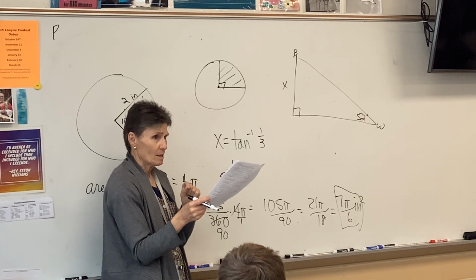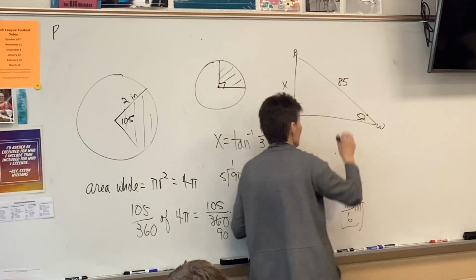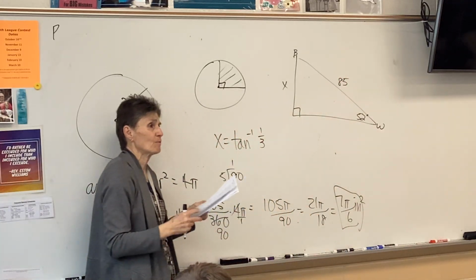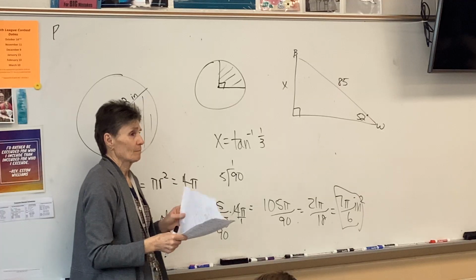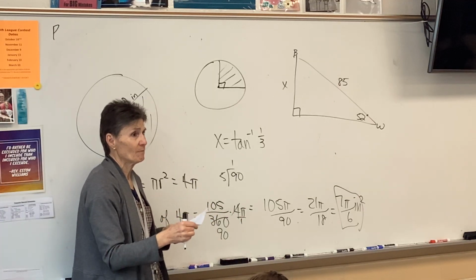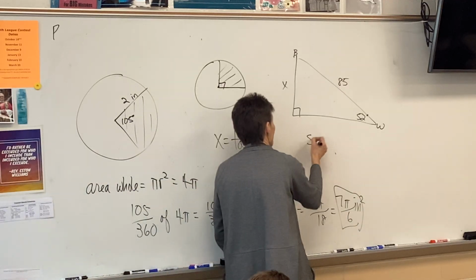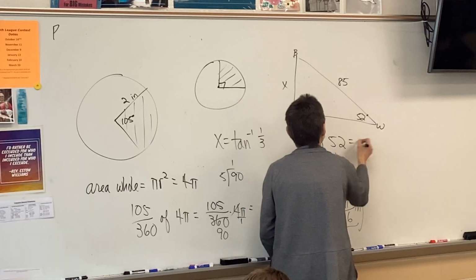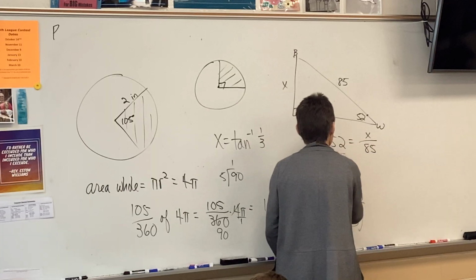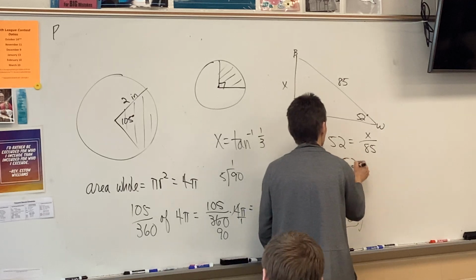the bird. So it's the hypotenuse. That's the hypotenuse, because the worm is 85 feet from the bird. Does that make sense to everyone, that that would be the 85 on the hypotenuse? So sine, cosine, or tangent? Sine 52 equals opposite over hypotenuse. Multiply by 85. 85 sine 52.